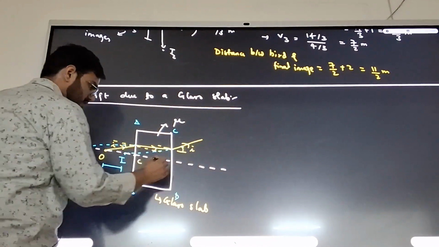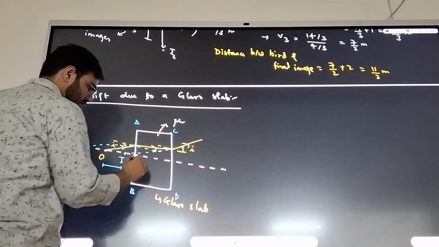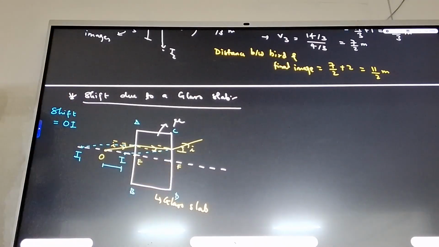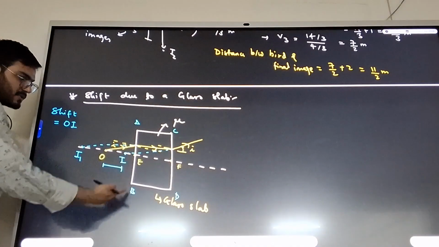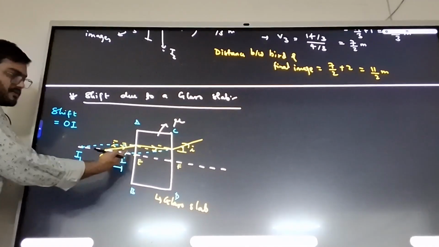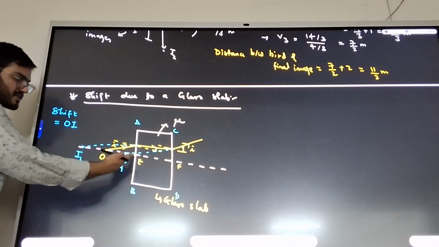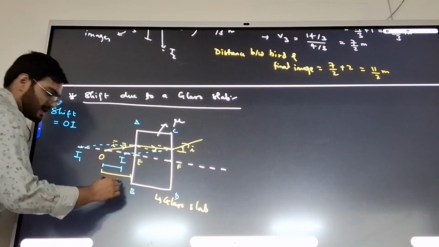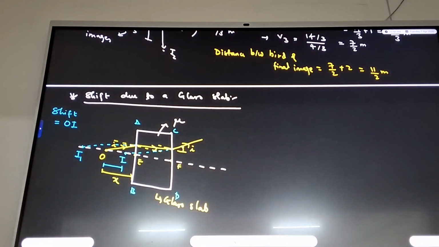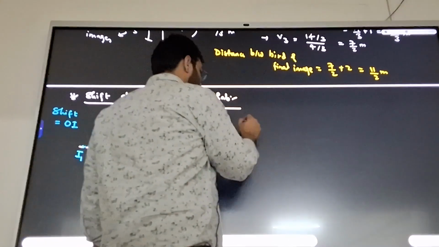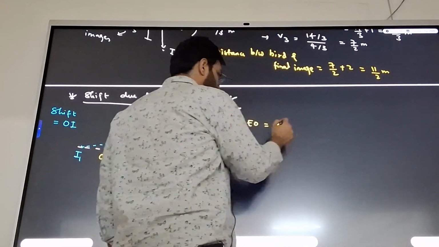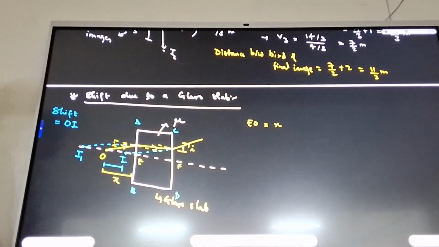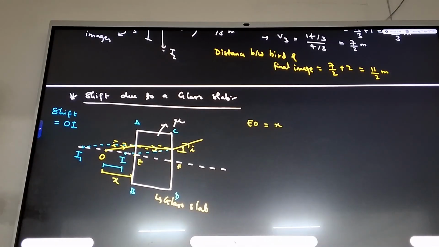Let's say D, S, C... no, CD is done already, so E, F. Now let's start. Let's say with respect to this AB, E will be the pole, and with respect to this pole, this length is given to be x. The object distance from the first refracting surface is given to be x. So EO is equal to x. It's a plus or minus, I'm not writing that right now. That will create an image.